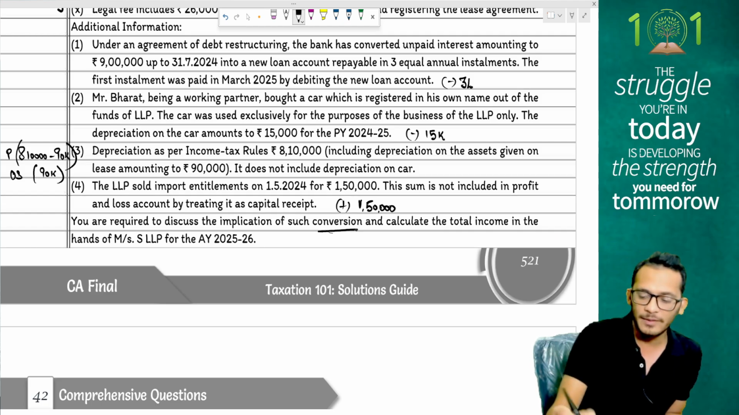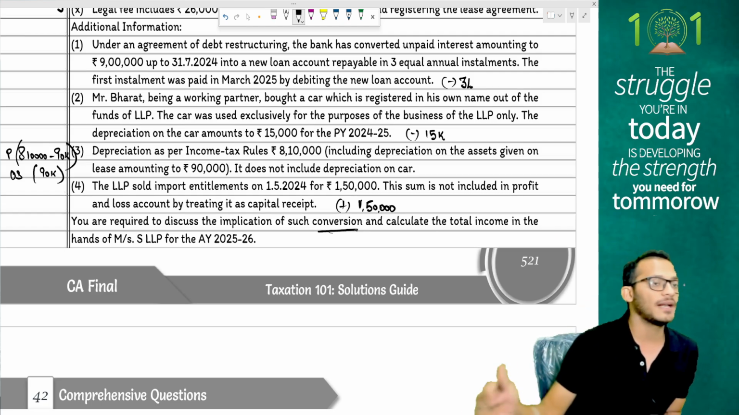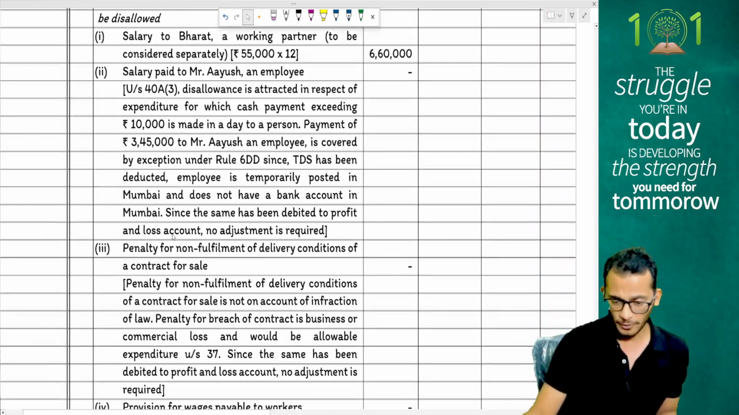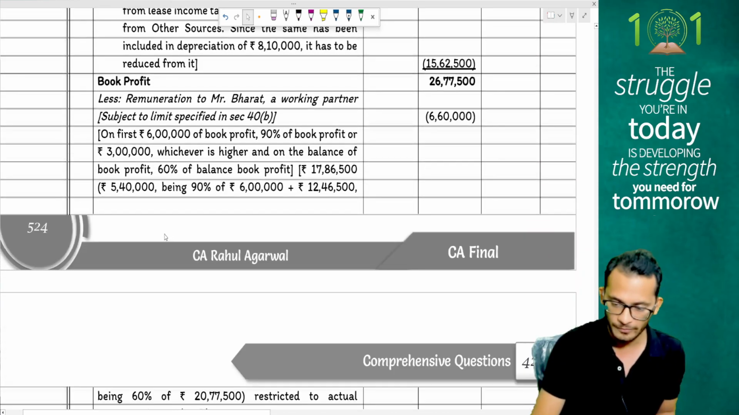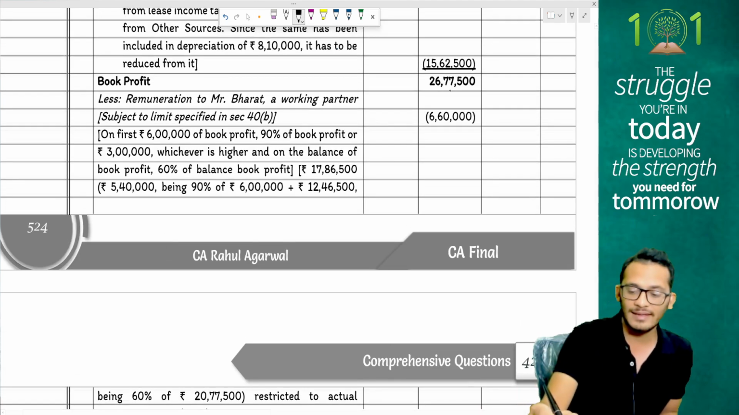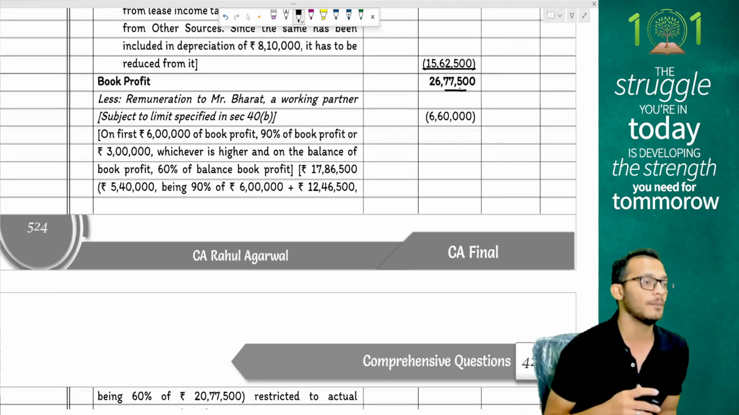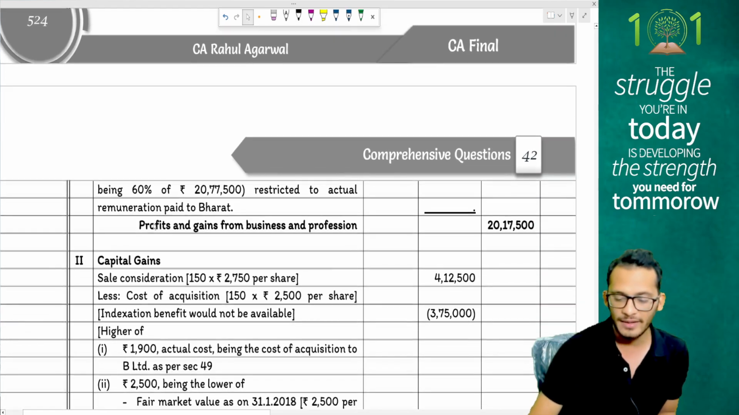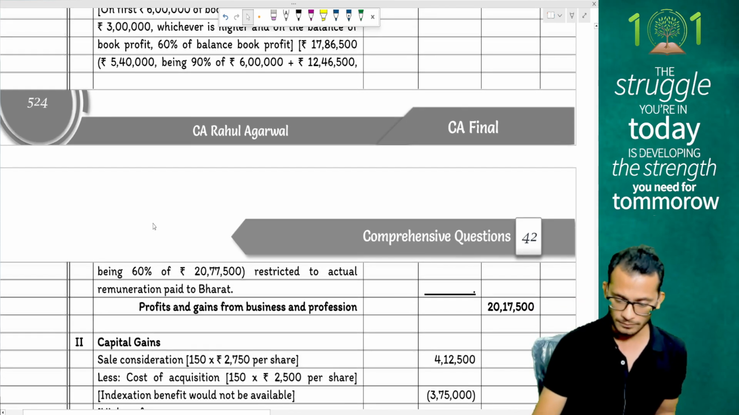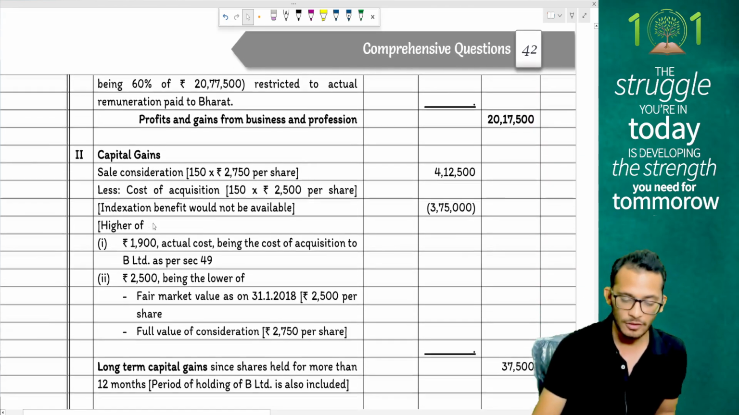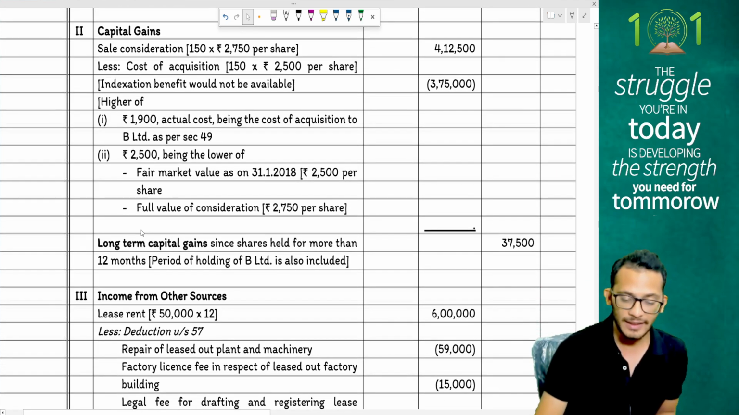You are required to discuss the implications. So people, compute your PGBP and arrive at your book profits. You will get a book profit of 26,70,000. For the first 6 lakhs, you'll do a computation. For the balance, you'll do a computation. You'll find that your allowed amount is getting restricted accordingly. You get a PGBP, then you do your capital gains again under 112A.